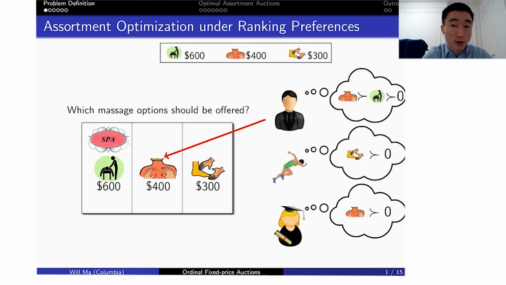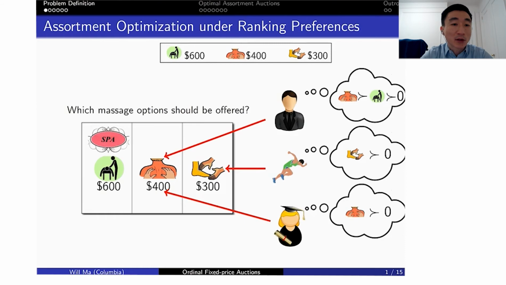So if I offer every massage option, then the first customer will choose the back rub. Maybe the second customer is an athlete and they only want the foot rub, so they'll choose the foot rub. Maybe the final customer is a student, so they're similar to the first customer, but they're more price sensitive. They can't afford the full body massage, so they only want a back rub. So this is what would have happened if I showed all the options.